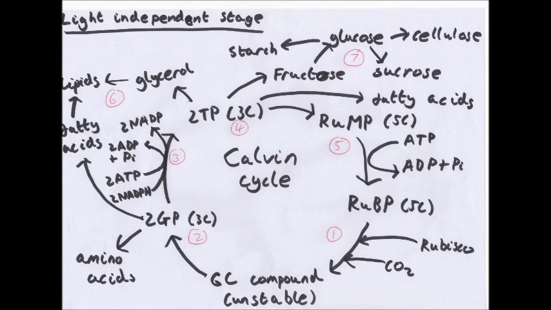While this happens, two molecules of NADPH become two molecules of NADP. Two ATP molecules become two ADP plus Pi. Now this gives energy to the Calvin cycle. This is why you need the light dependent stage. For these molecules, the NADPH and ATP come from the light dependent stage. We'll look a bit more at that in a minute.